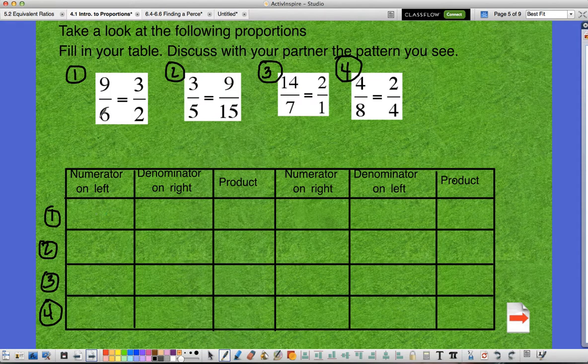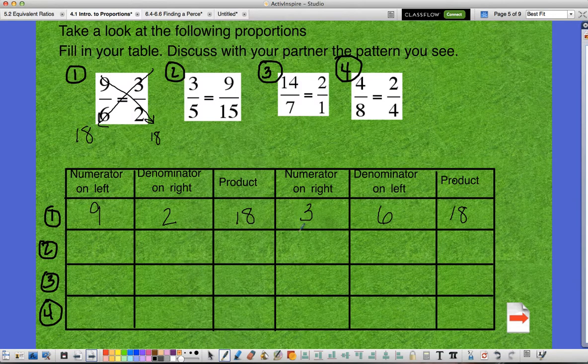So the numerator on the left. For number 1, the numerator on the left is 9, and the denominator on the right is 2, and the product of those two is 18. The numerator on the right is 3, the denominator on the left is 6, and the product of those two things is 18.